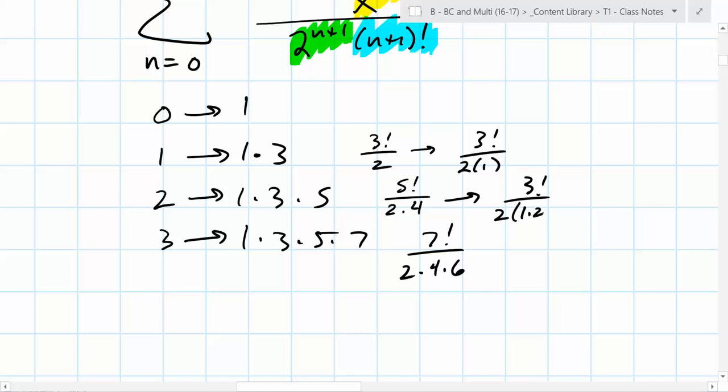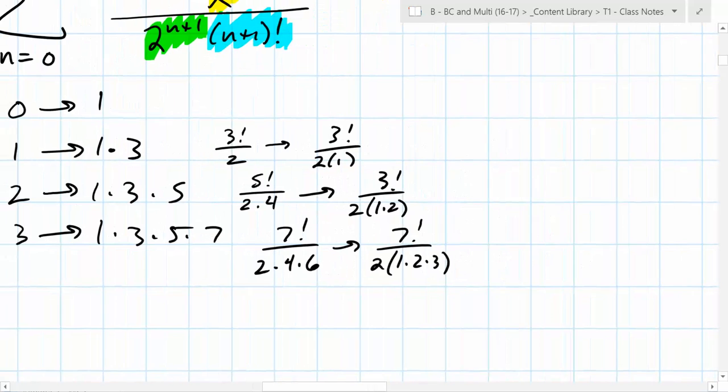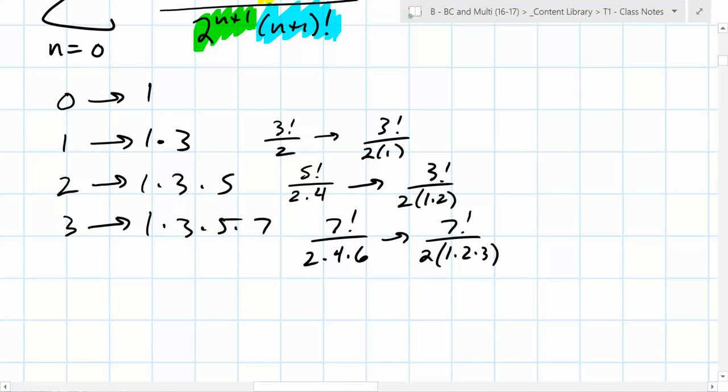2 times 1 times 2, and to the second. And then what's this one going to be? 7 factorial over 2 times what? 1 times 2 times 3? That's 2 to the second. That's 2 to the n plus... Oh, the second one, thank you.